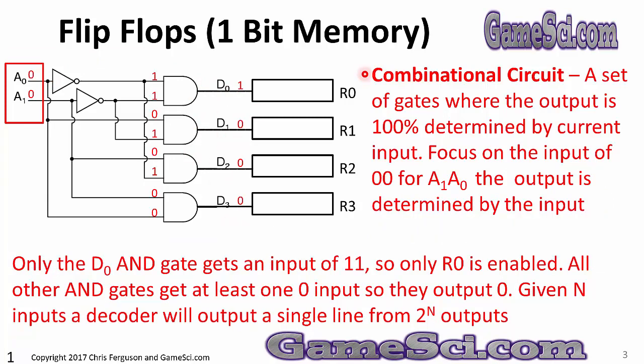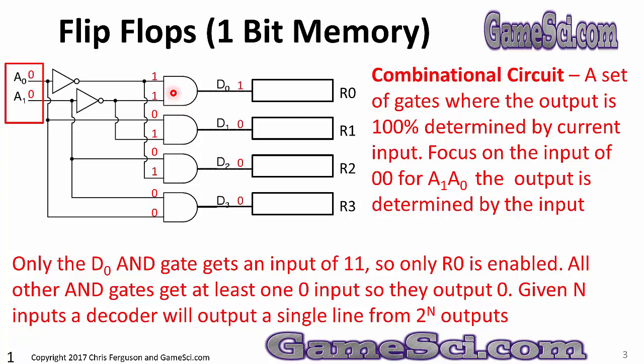A combinational circuit is a set of gates where the output is 100% determined by the current input. Focus on the input of 0, 0 for A1 and A0. The output is determined by the input. Let's trace some input on these address lines. A0 and A1 have the input of 0, 0. With a 0 on this line, the NOT converts it to a 1 here. With a 0 on this line, the NOT converts it to 1 here. With 0, 0 on the input lines, a 1, 1 is fed into this AND gate.